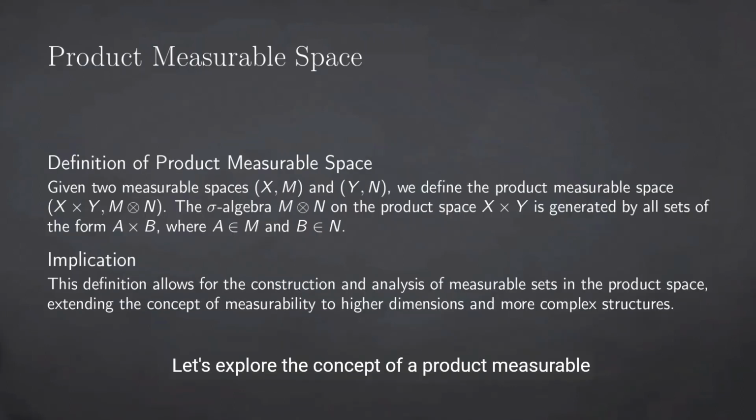Let's explore the concept of a product measurable space. When we have two measurable spaces, let's call them X with a sigma algebra M and Y with a sigma algebra N, we can define their product measurable space as X times Y with the sigma algebra M tensor N. The sigma algebra on the product space X times Y is generated by all sets of the form A times B, where A is a member of M and B is a member of N. The implication of this definition is quite significant. It allows for the construction and analysis of measurable sets in product spaces, extending the concept of measurability to higher dimensions and more complex structures.